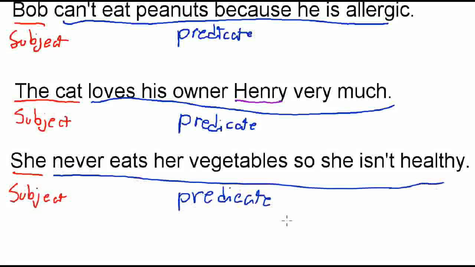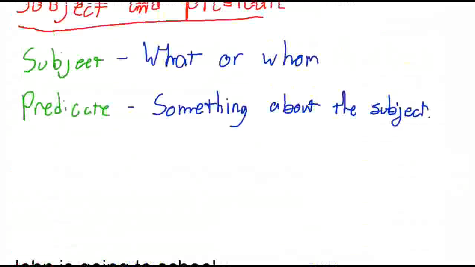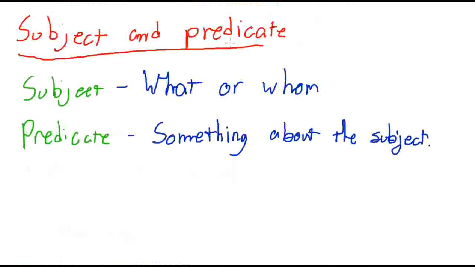Okay, so hopefully I'll leave that there for you. But just remember, if I go back up, for the subject and the predicate, the subject is what or whom, okay? And the predicate is saying something about the subject. We're doing something to the subject, okay? So hopefully that'll give you a better understanding of how sentences are structured.